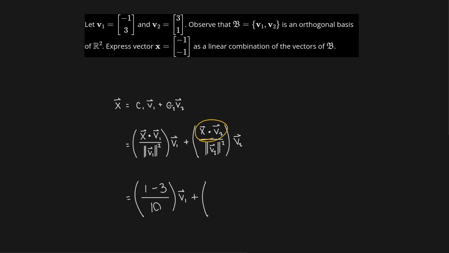Now let's do x dot v2. So here's v2, here's x. If I take the dot product, -1 times 3 is -3, and -1 times 1 is -1, over the norm of v2 squared. So the norm of v2 is the square root of 3 squared plus 1 squared. So that's square root of 10 again. And then when I square it, the square root goes away. I'll just get 10.